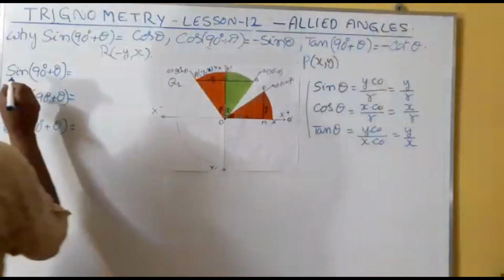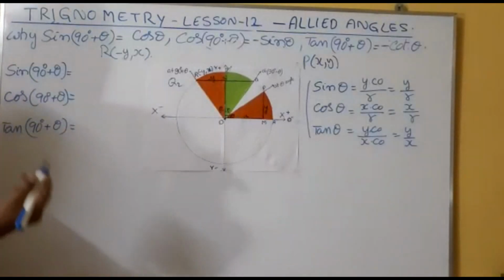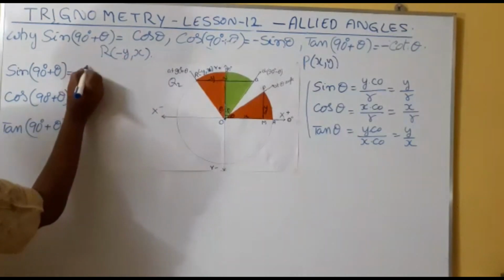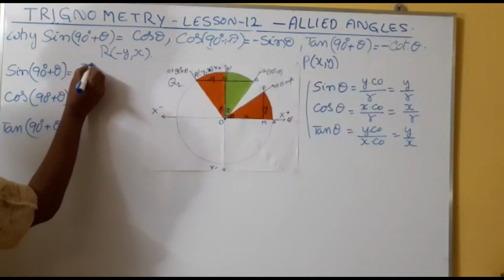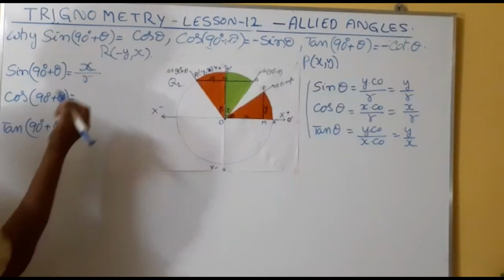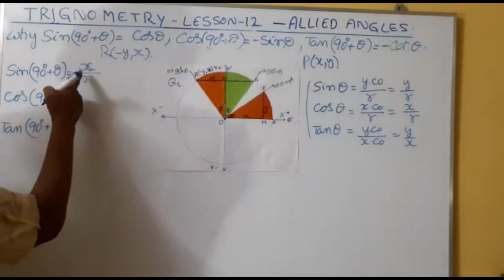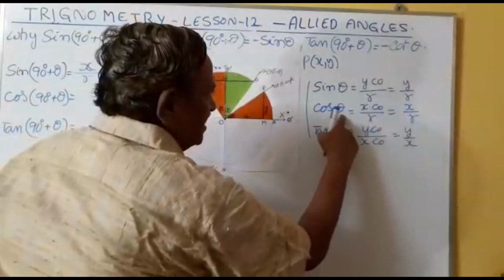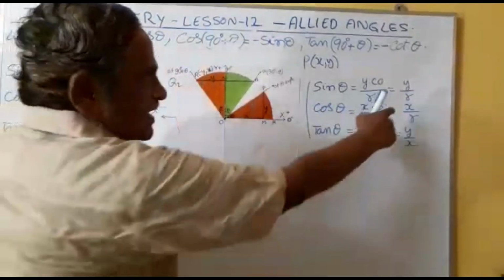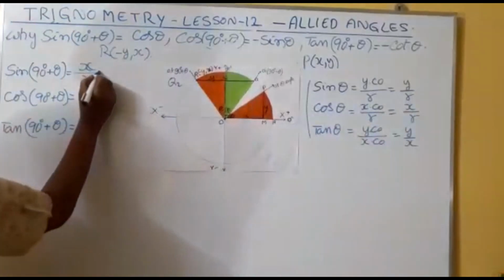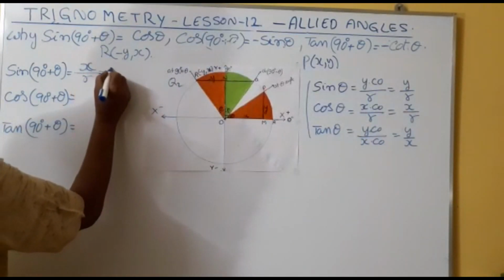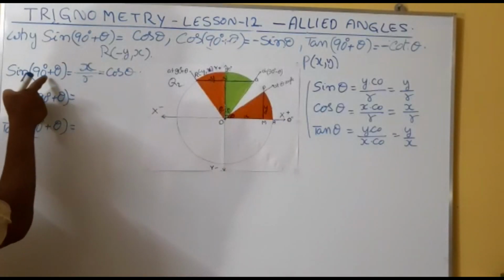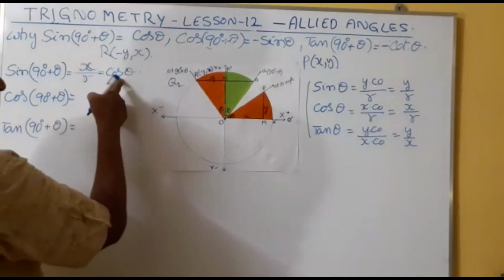For sine, the definition is y coordinate by r. Therefore, y coordinate x by r. But x by r equals cos theta. Therefore, this can be written as cos theta. That is, sine of 90 plus theta degrees equals cos theta.